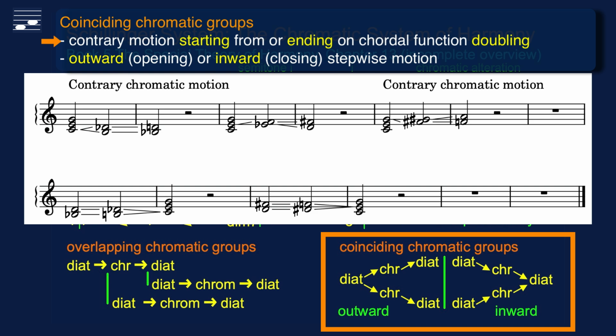In the chromatic system, you may use what Schillinger calls coinciding chromatic groups. Outward from or inward motion towards a chordal function doubling. Here are 5 examples of opening and closing motion for different chordal functions. These may also be doublings at the octave interval.